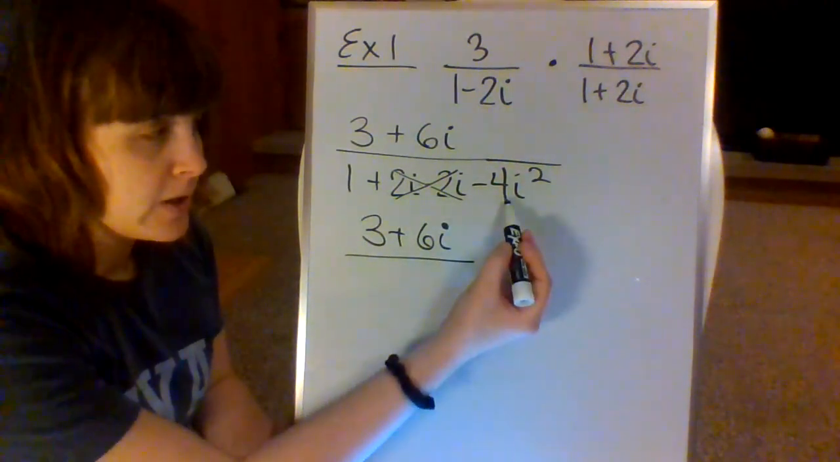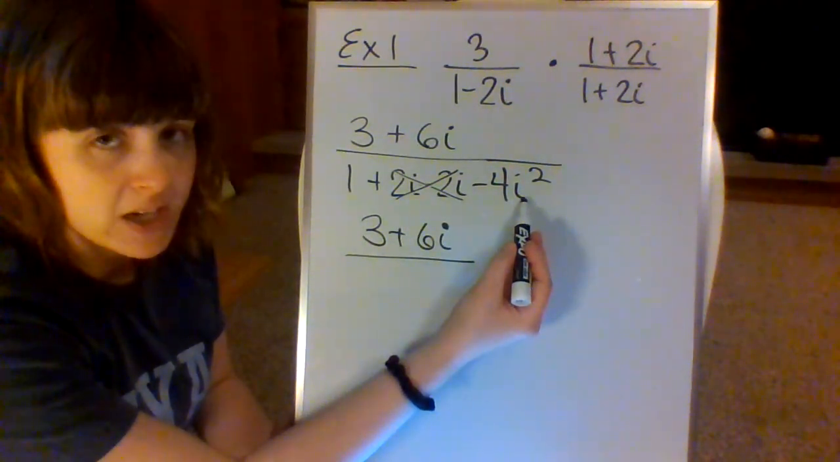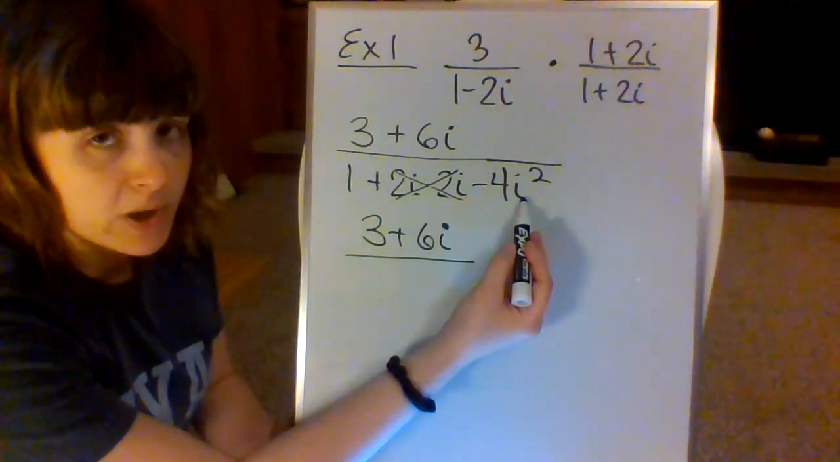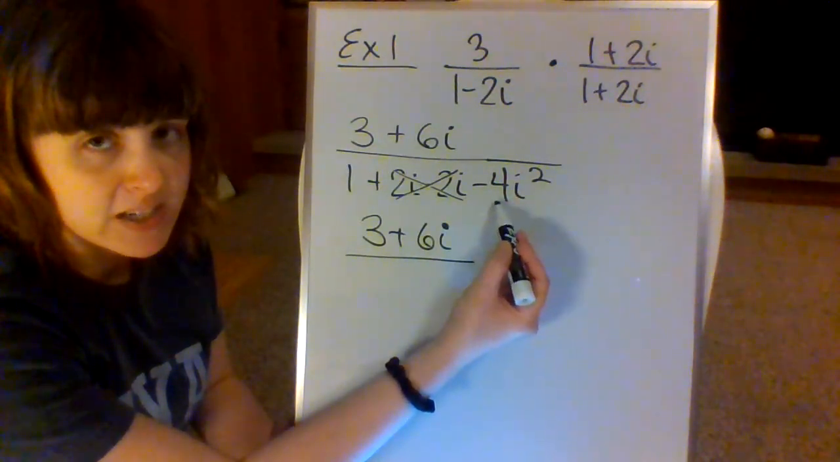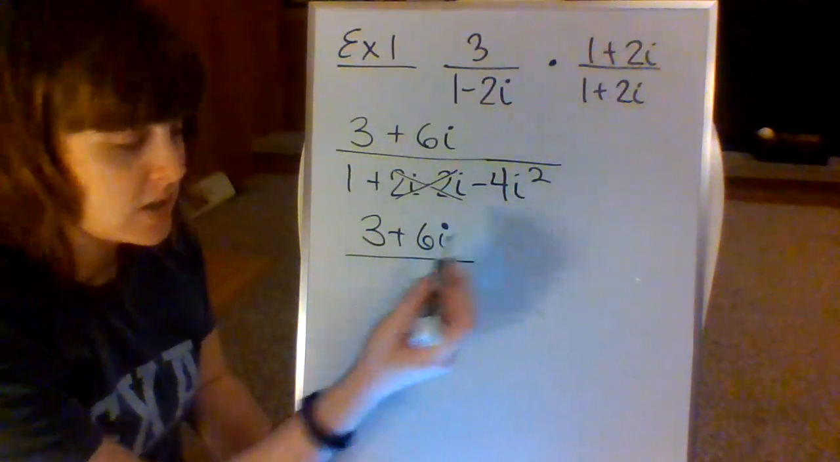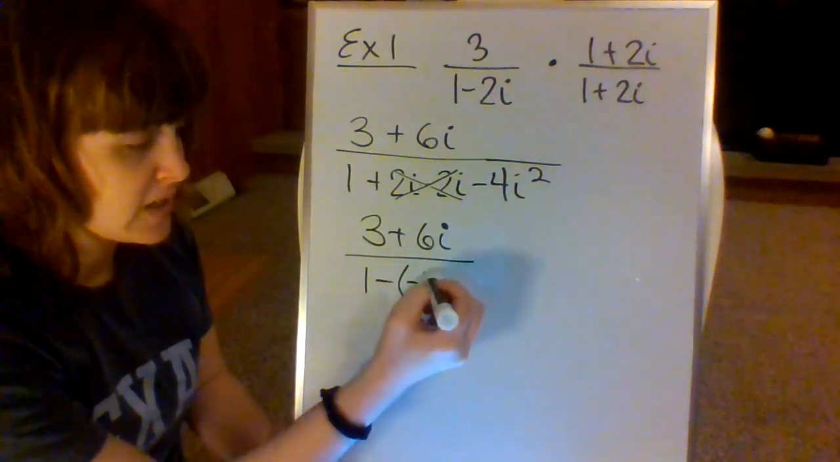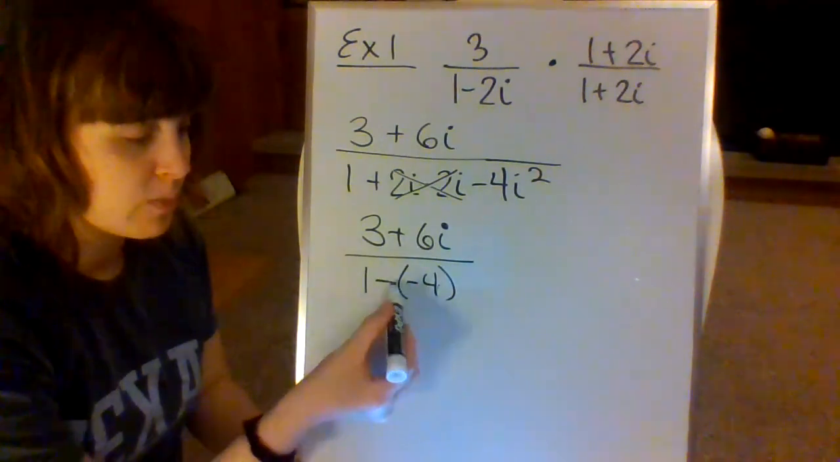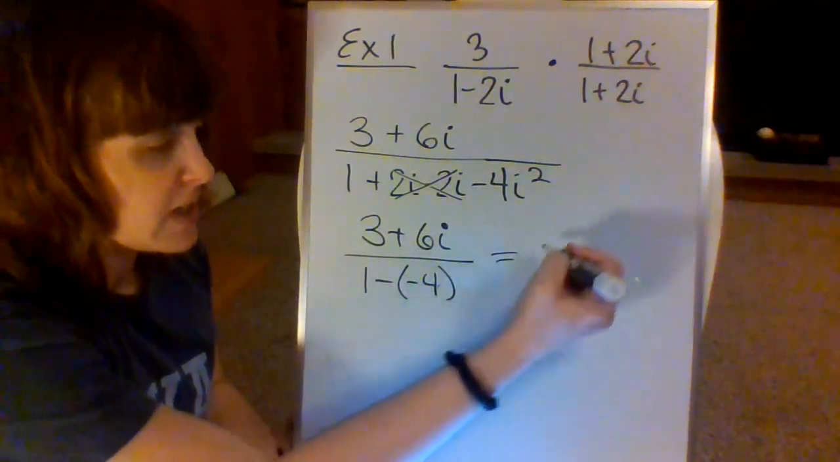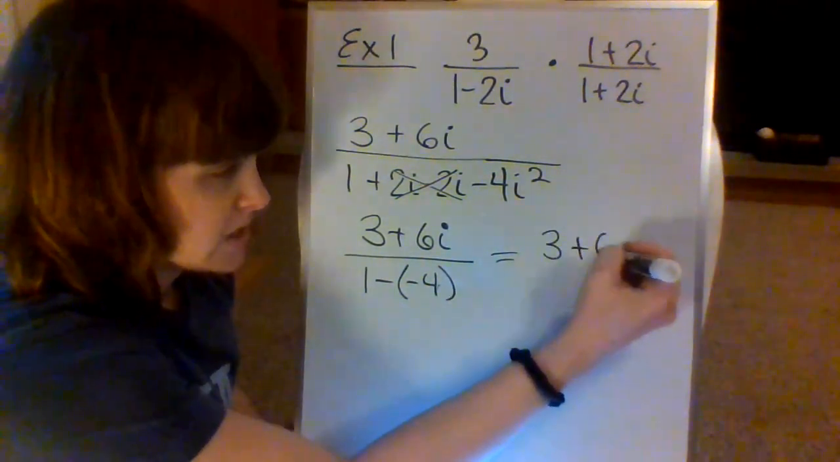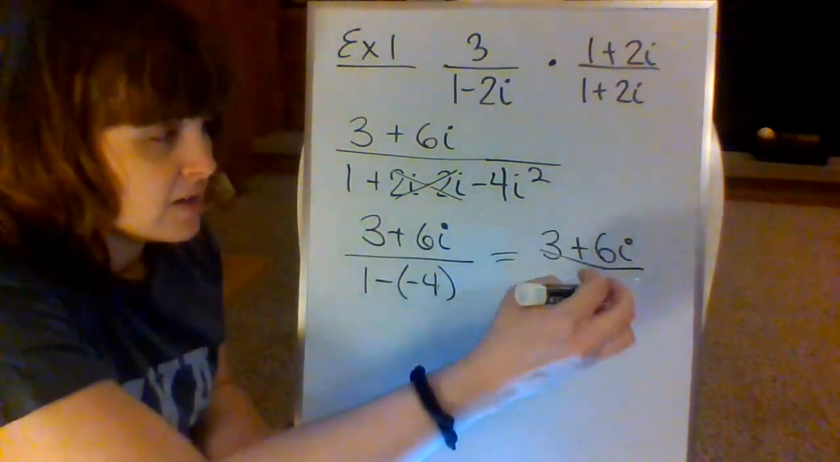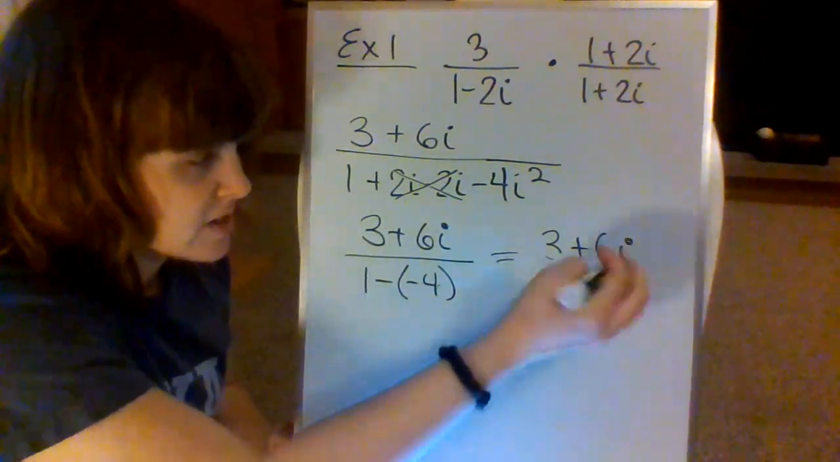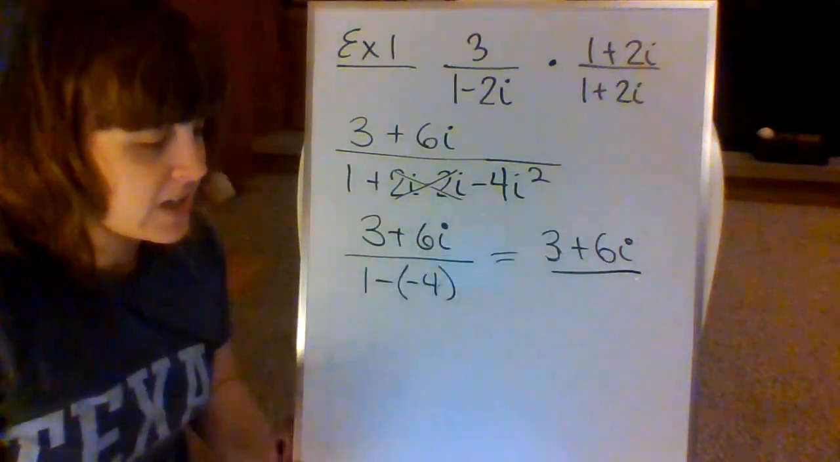And if you remember, we're going to replace i squared with negative 1. So this whole part at the end becomes minus negative 4. So we're going to have 1 minus negative 4. And, as you know, that makes 1 plus 4. So the final answer is going to be 3 plus 6i over 5.